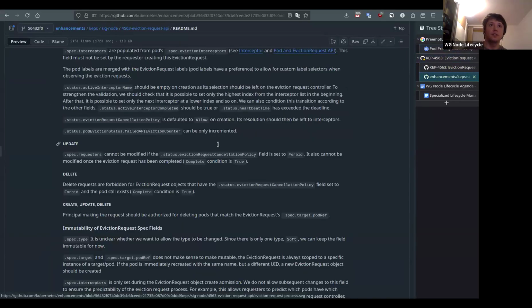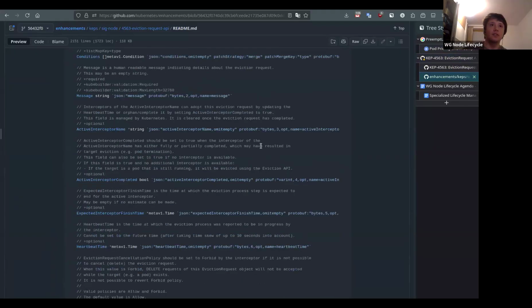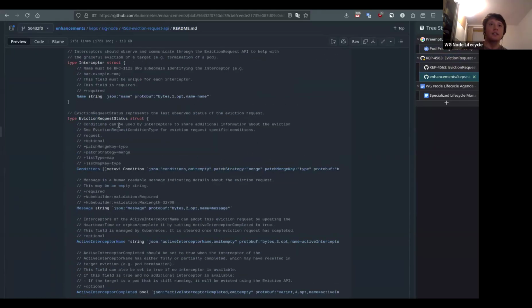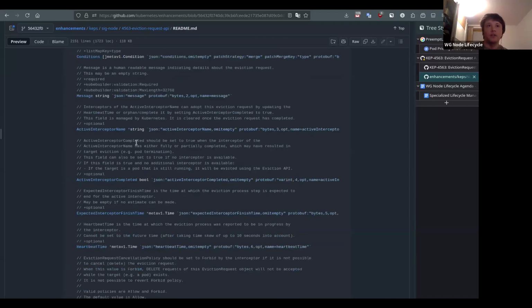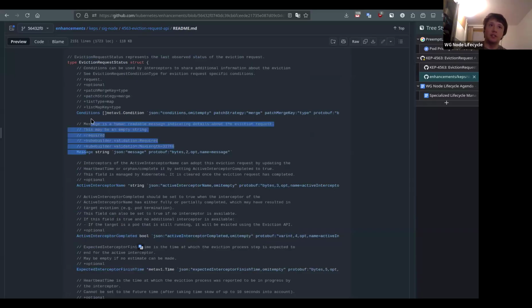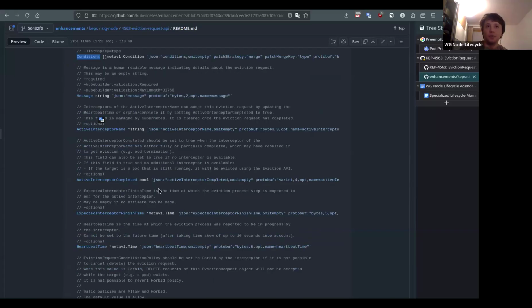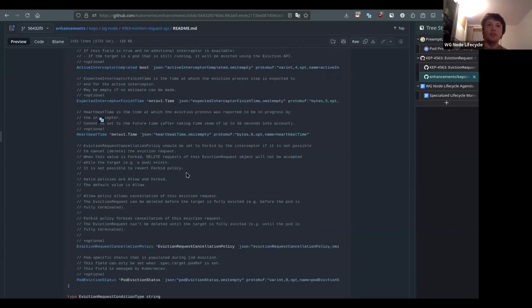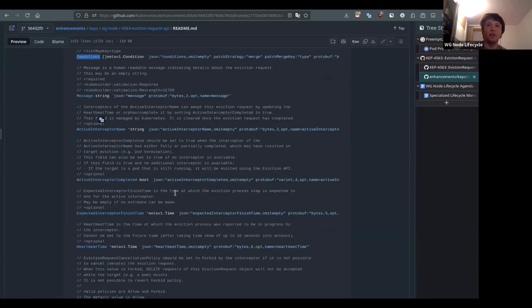So I will just go quickly through these fields. During the eviction, when an interceptor is selected, it should fill in these fields. So it should fill in, for example, the expected interceptor finish time, or when it completes, it should give us messages or conditions on how the interception or the eviction is progressing. But we don't have this information beforehand.